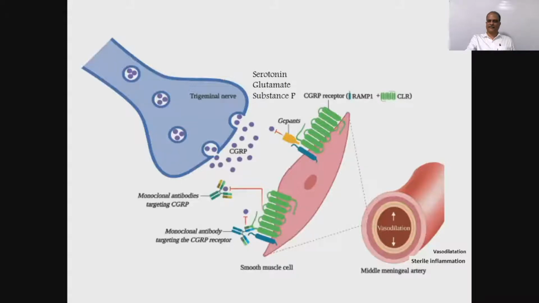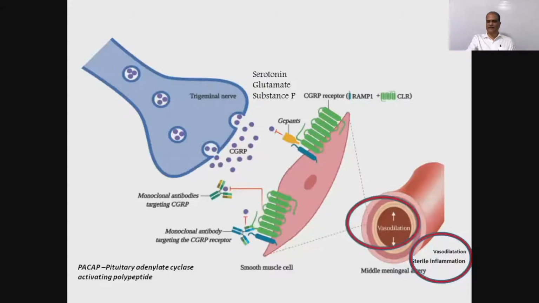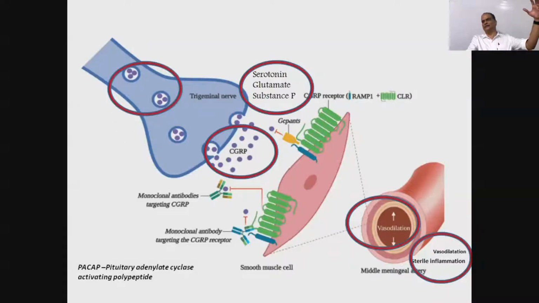If you look at the targets of therapy, now you know the pathophysiology. If you look at this diagram, you'll know you can have many targets. The most common target we use is the sterile inflammation, which is your NSAIDs. Then you can target vasodilatation. You can target serotonin, glutamate, substance P. Then now you have the latest therapy, which is targeting the CGRP protein. Then you can even target upstream with certain anticonvulsants to reduce the transmission of these vesicles into the synaptic area, or even try to prevent the formation of these substances.